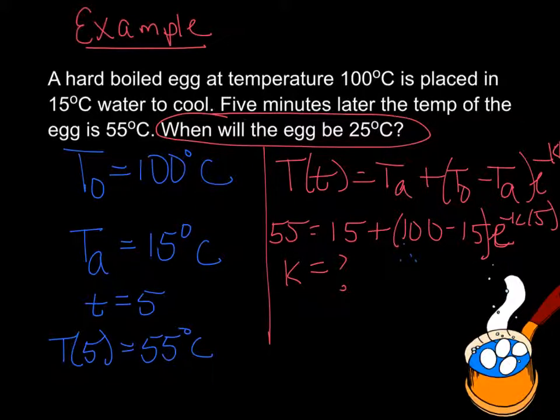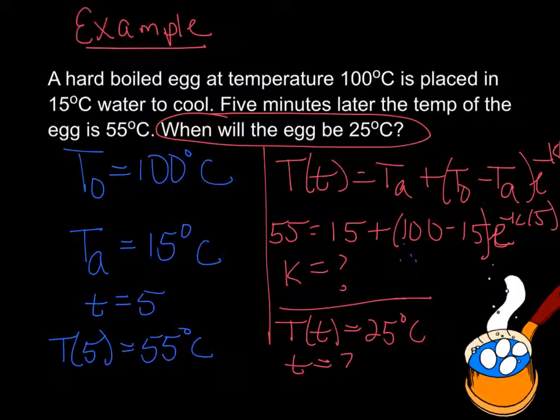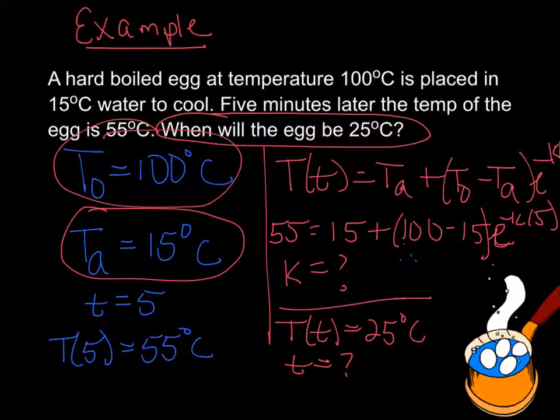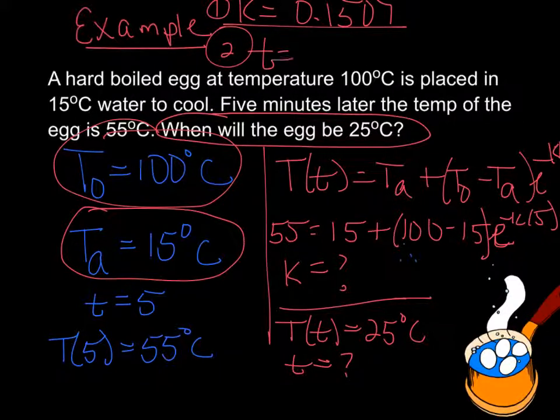When will the egg be 25 degrees Celsius? So now they give you a new T of t, 25 degrees, and they're asking you what value of t is going to go with that. And it's going to be the same initial and the same ambient temperature. Okay? If you solve for this on your own, you should end up getting a k value of 0.1507. And then when it's all said and done, that's your first part. Your second part is to find that t value, and you should end up with 14.2 minutes. So try it on your own. If you need any help, ask me during class.